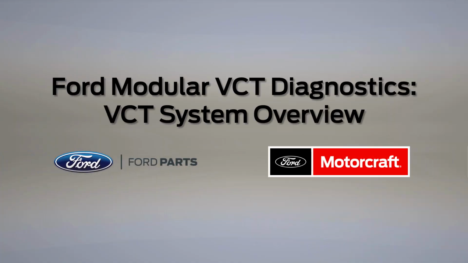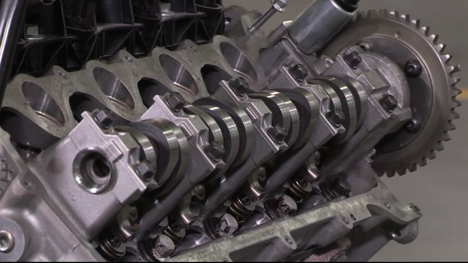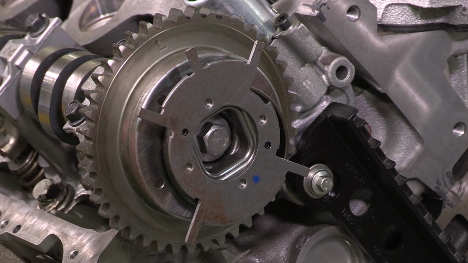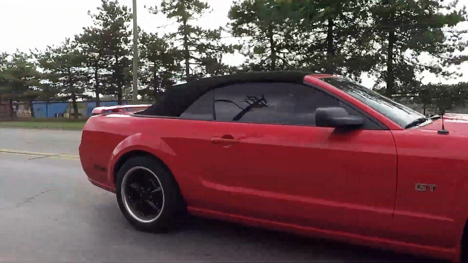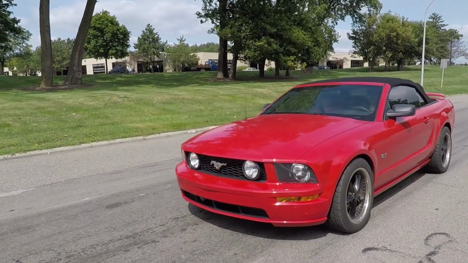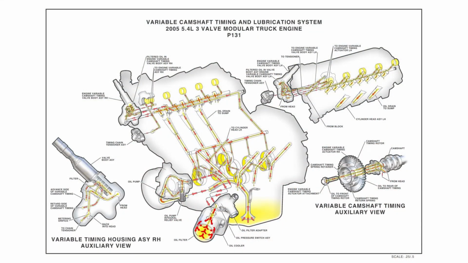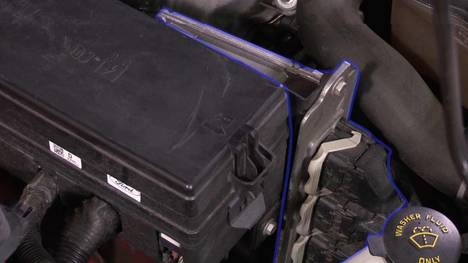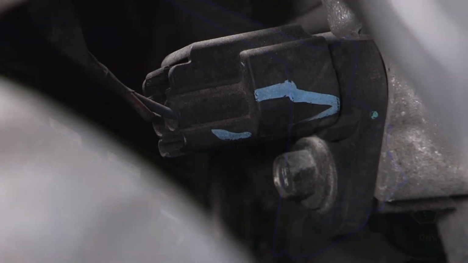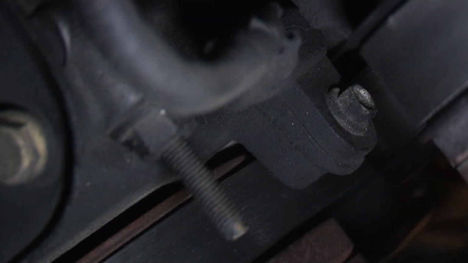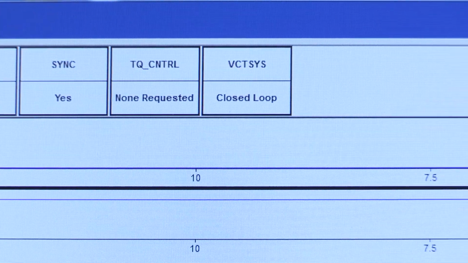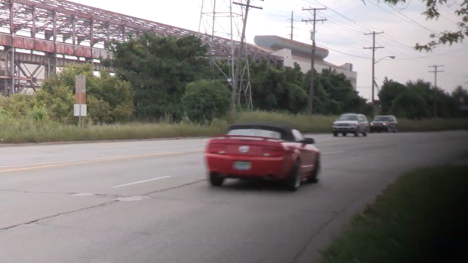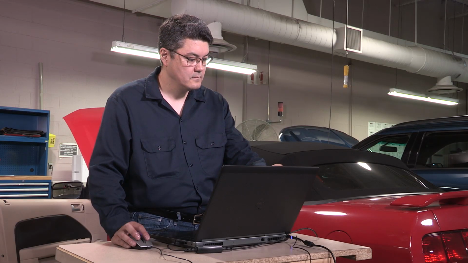Variable camshaft timing, or VCT, controls the engine's camshafts. VCT systems offer important benefits: fuel economy and lowered emissions, as well as improved performance and idle quality. The VCT system inputs signal information to the Powertrain Control Module, or PCM, through the camshaft position sensor and crankshaft position sensor. This closed-loop communication helps improve performance in various driving conditions. It also helps with diagnostics of the VCT system.